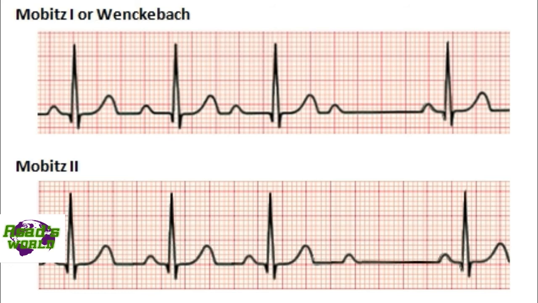Now looking at the type 1 and type 2 charts, you can see that in Mobitz 1 or Wenckebach, there is a gradual increase of your PR interval. Now in Mobitz 2 or Hay, you won't see the same. The interval is the same, but the QRS drops eventually. In the Wenckebach, the PR interval increases and then your QRS drops.